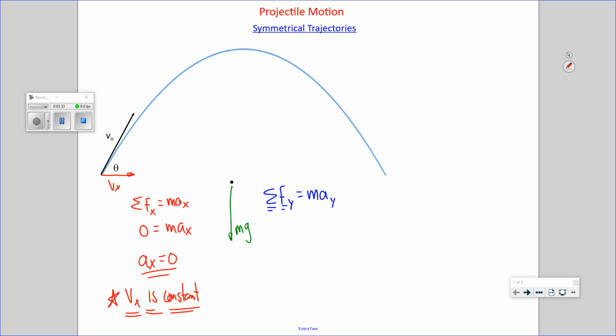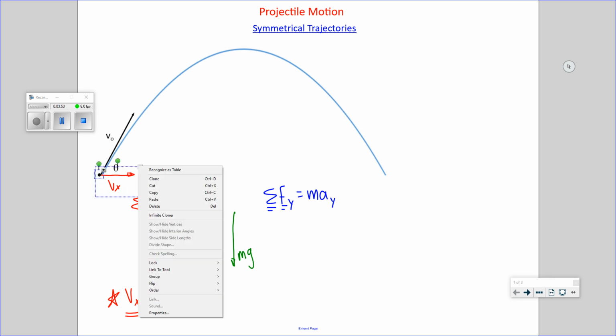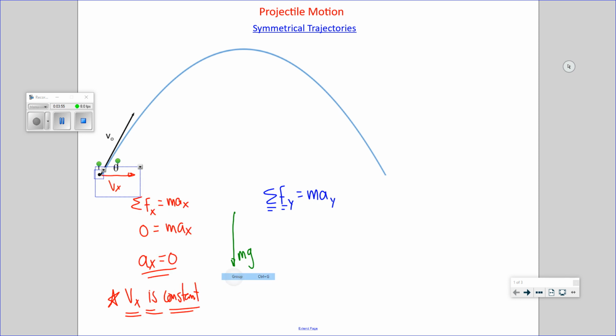Now we can say at any instant and every instant that here's our object, and I'm going to take these two vectors and put them over there. At any and every instant that this object's moving, its horizontal velocity is that big, that big, that big.